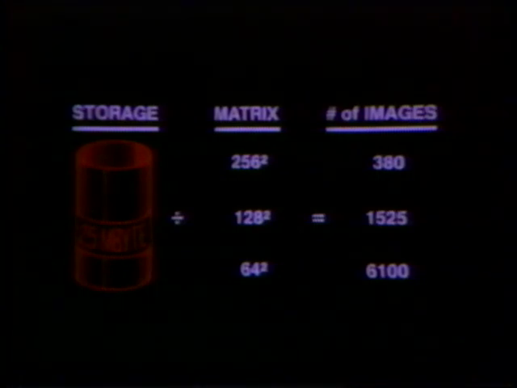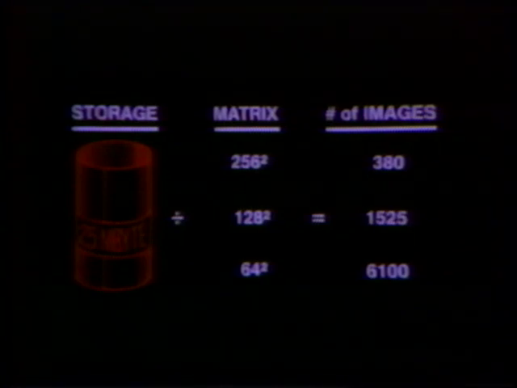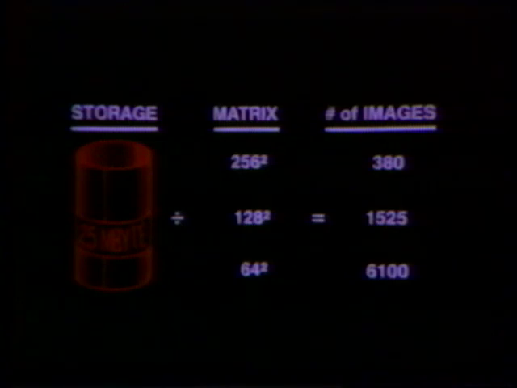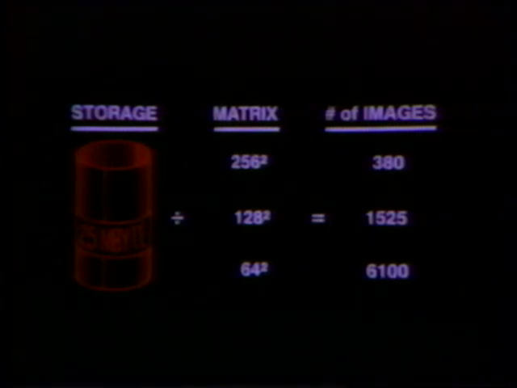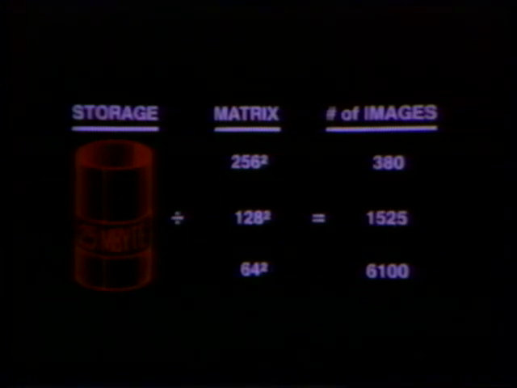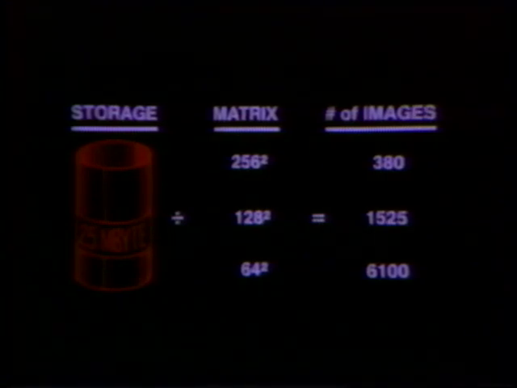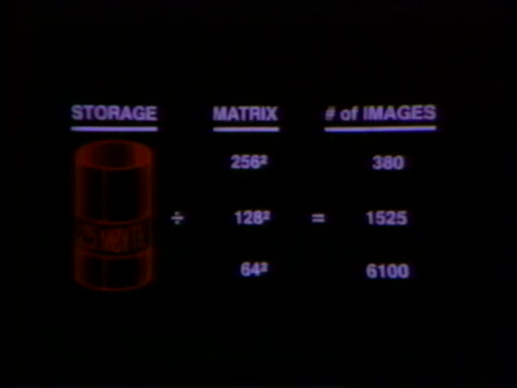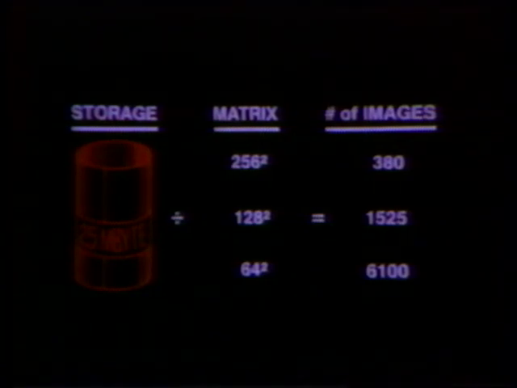But if the images were acquired in a 128 by 128 matrix, each image occupies 16K bytes. So, a 25 megabyte disk could store 1,525 of these images, or about 4 times as many. Consequently, images acquired in a 64 by 64 matrix would each require 4,096 bytes of storage space, and the 25 megabyte disk would have room for about 6,100 images.